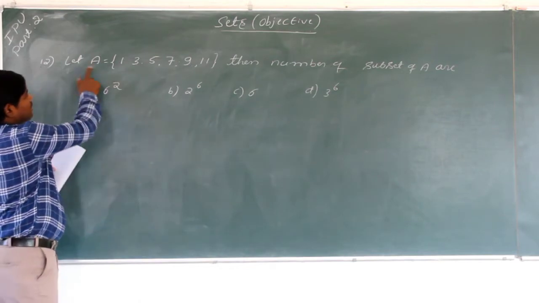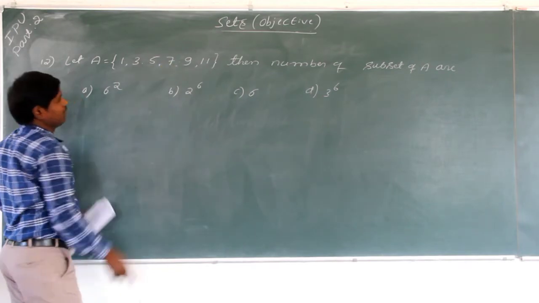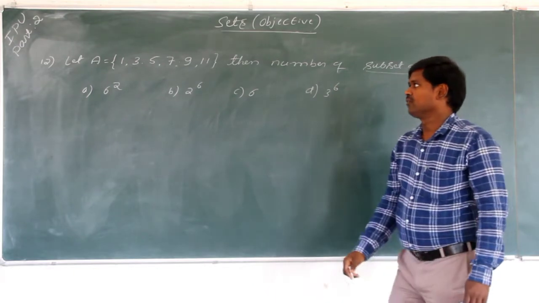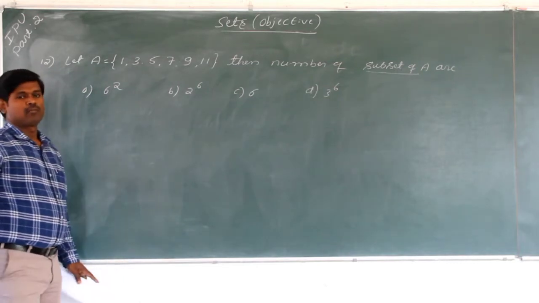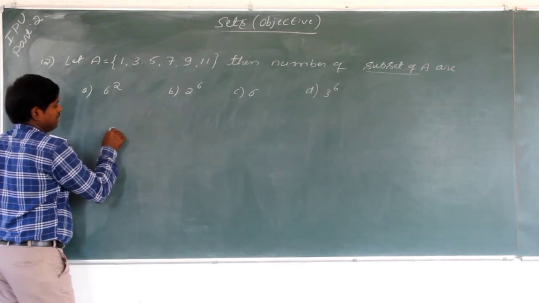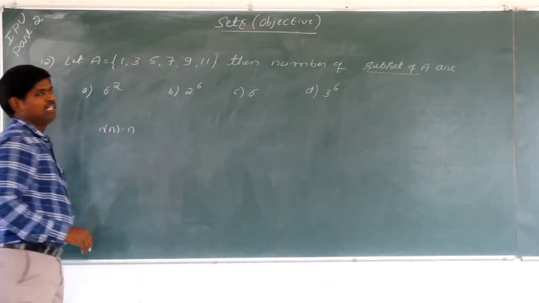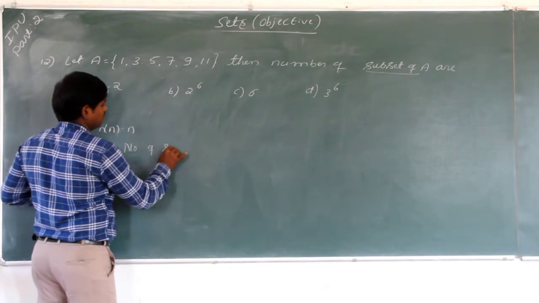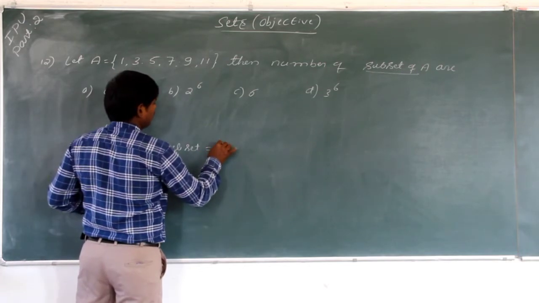Let A be the set consisting of elements 1, 3, 5, 7, 9, 11. Then what is the number of subsets of A? You already know the formula for the number of subsets. Suppose set A has n of A number of elements, then the number of subsets of set A is given by 2 to the power of n of A.